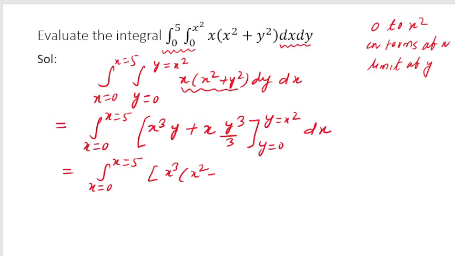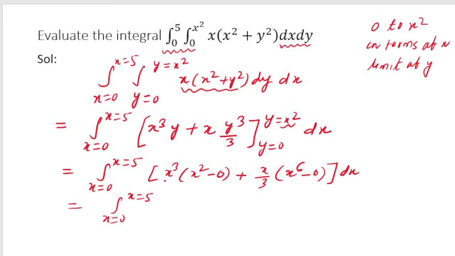and the lower limit here is 0, so x squared minus 0. Then the second term, x by 3, the upper limit is what? y cubed. So in place of y, if I put x squared, it will become x squared cubed, which is x to the power 6. And if I put 0, it will become 0. So this is dx. Next step, x equals 0 to x equals 5. Here x cubed into x squared gives x to the power 5, plus x to the power 7 by 3, and then integration with respect to x.